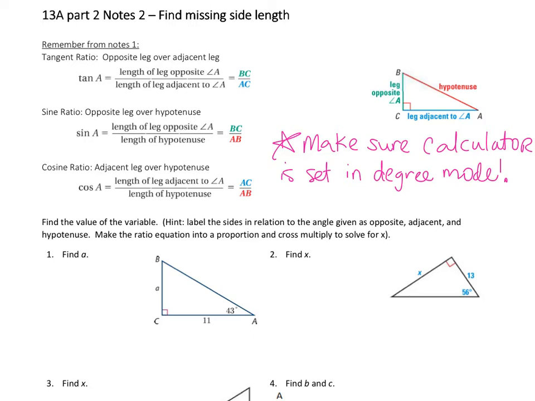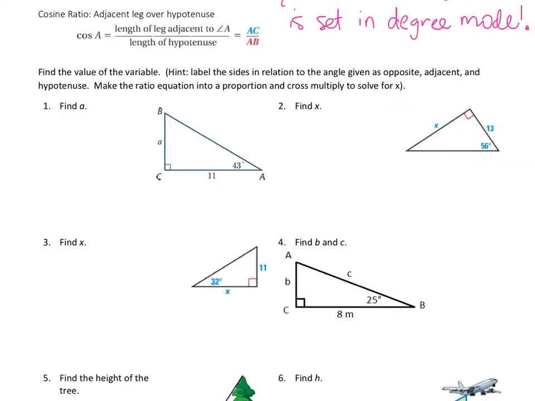All right, so for number 1, we need to label our sides based on the degree that we are given, and we need to find the value of the variable that's given. So in number 1 is letter A, and across from our 43 is our opposite. So the side A is opposite, our 11 is adjacent, and the side AB is our hypotenuse in our picture, and that's just based off of the degree that we are given.